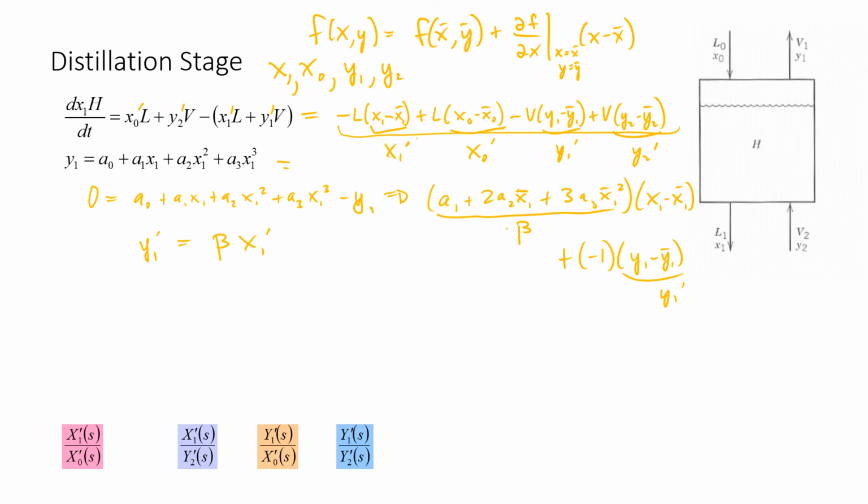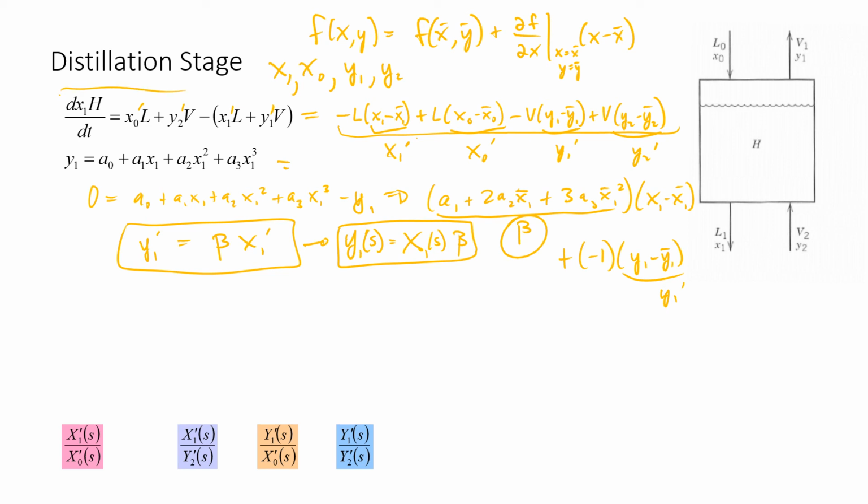Okay, with the beta being this value right there. So there's one relationship. If I convert that into the Laplace domain, that's just y1 of s. I drop the prime when I convert it into the Laplace domain, and that's x1 of s times beta. So I have one relationship between y1 and x1, and then I have this other relationship up top here, which is my differential equation.